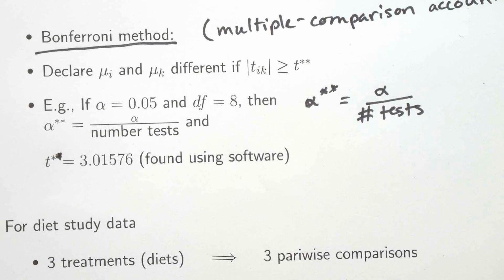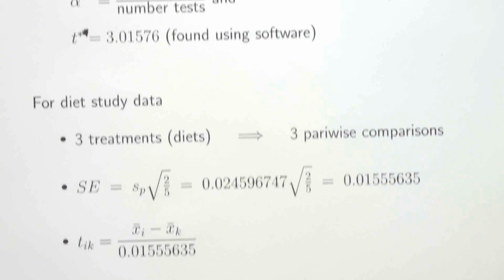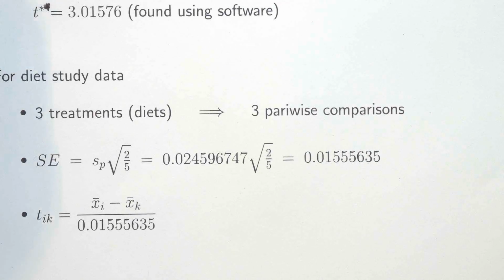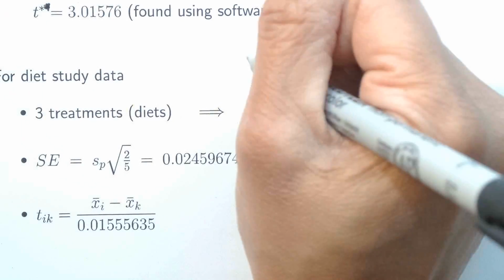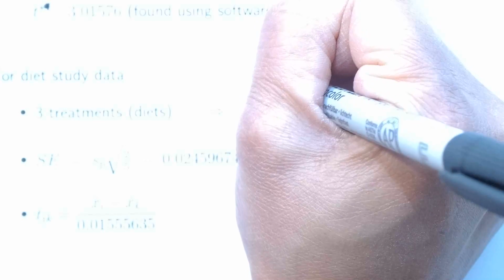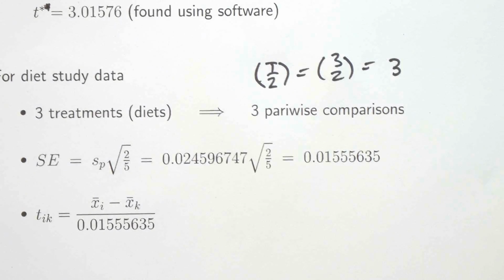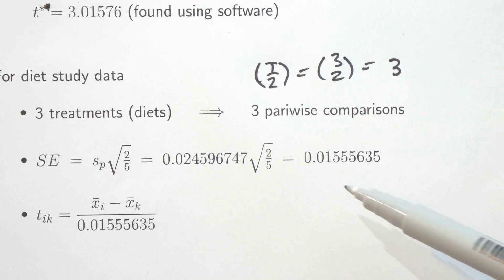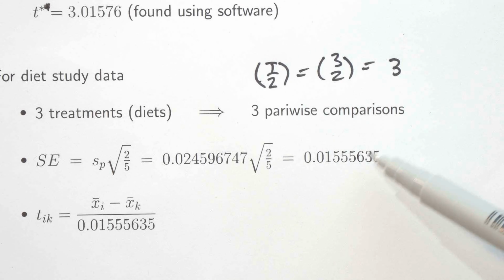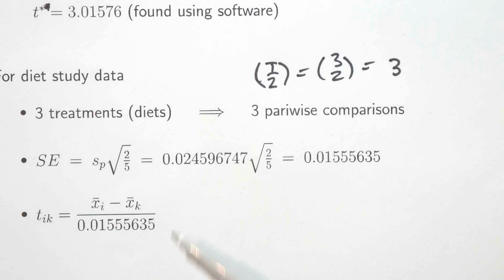So if we look at that data and actually do these comparisons, what do we find? We have 3 treatments, diets 1, 2, and 3. So there are 3 pairwise comparisons. 3 choose 2 equals 3 comparisons in total. Our standard error for each of those 3 comparisons is what we did for contrast 1, so 0.01556, etc. And so now it's easy to build what our test statistic would be.